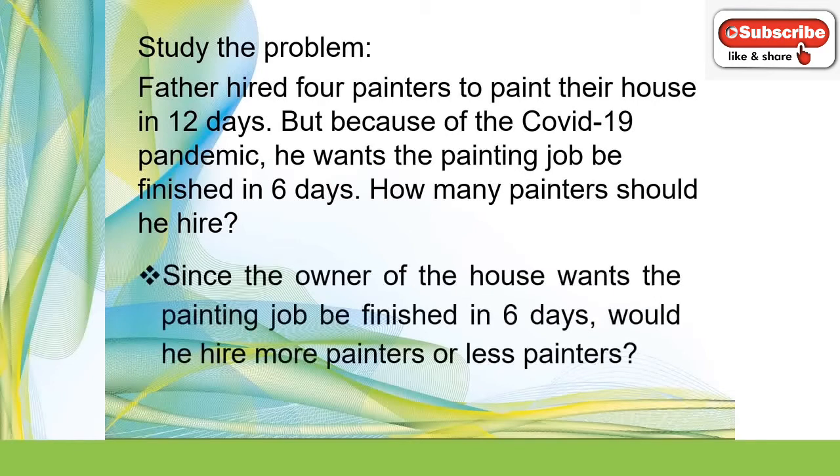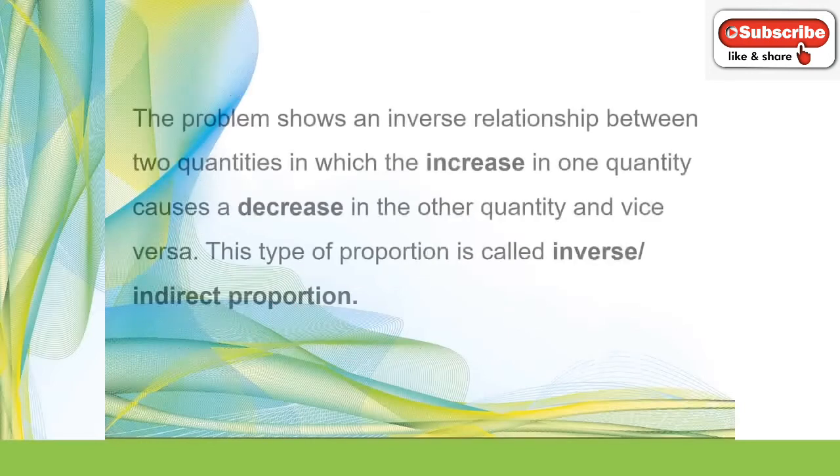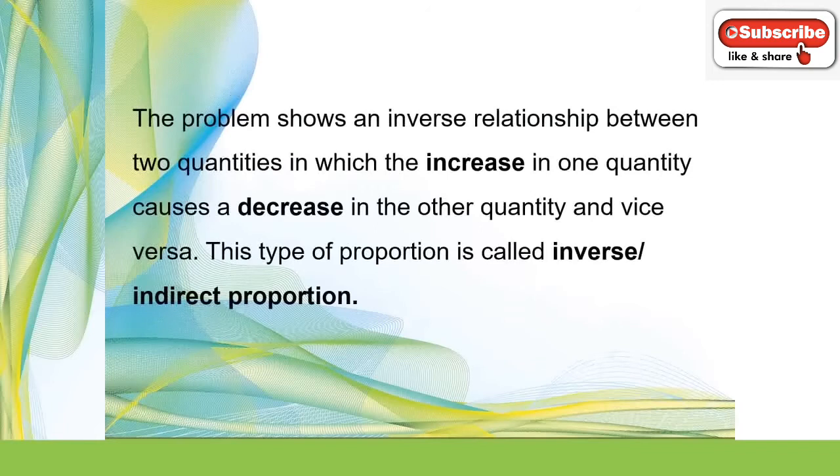Let us consider this. Since the owner of the house wants the painting job to be finished in 6 days, would he hire more painters or fewer painters? The problem shows an inverse relationship between two quantities, in which the increase in one quantity causes a decrease in the other quantity and vice versa. This type of proportion is called inverse or indirect proportion.